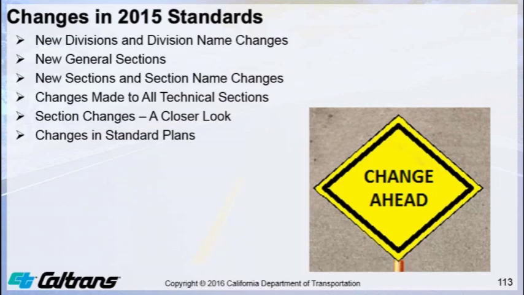Caltrans again will continue to publish parallel changes for the 2010 and 2015 standard specifications and standard plans until June 30th of 2017. In the coming months, more Caltrans contracts will be advertised that use the 2015 standards. Caltrans has set a policy that projects that are ready to list after June 30th of 2016 are supposed to use the 2015 standards. But of course, there may always be a few exceptions. Because you've attended this informational webcast today, you are now more prepared to use the Caltrans 2015 standards.